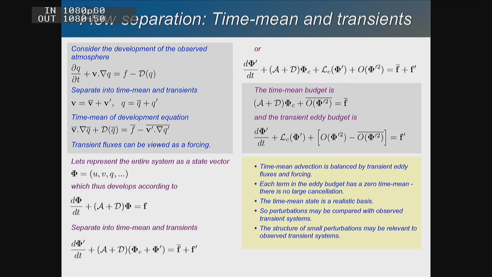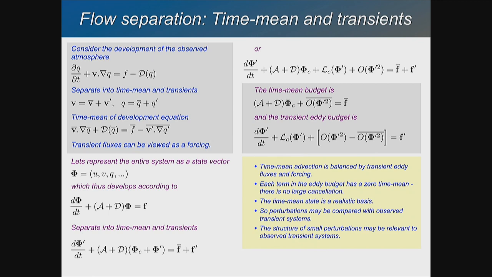Or you can write down the equation for the perturbation. It's the same equation. You can write it like this. There's a time mean component, the action of the model operator on the time mean. There's a linear operator, which is the linearization of the model about that time mean. And there's a second order term.